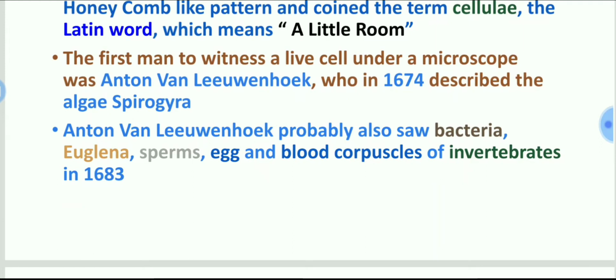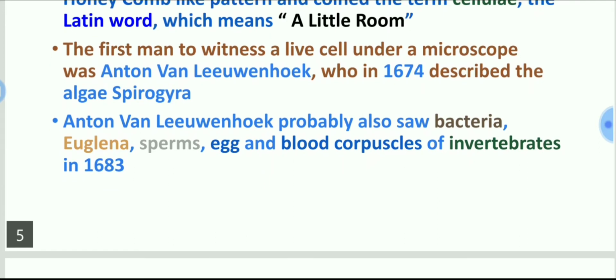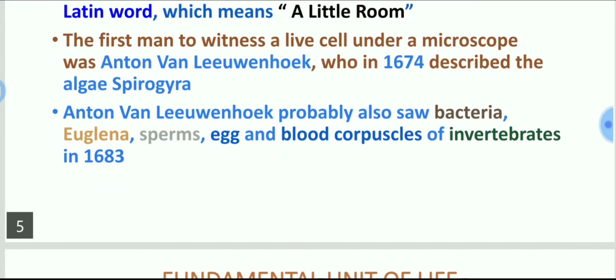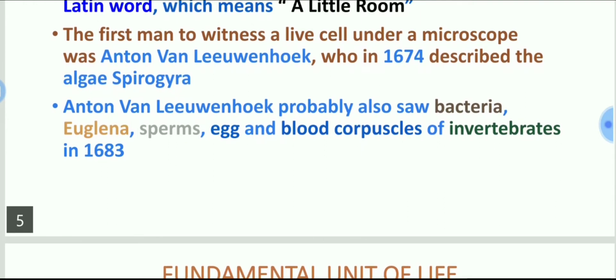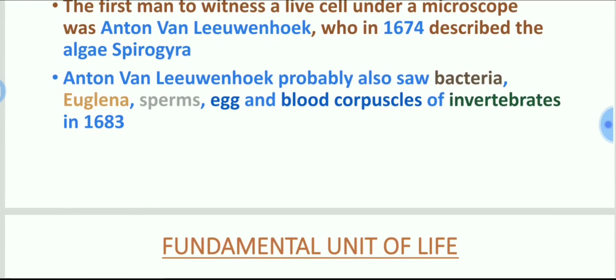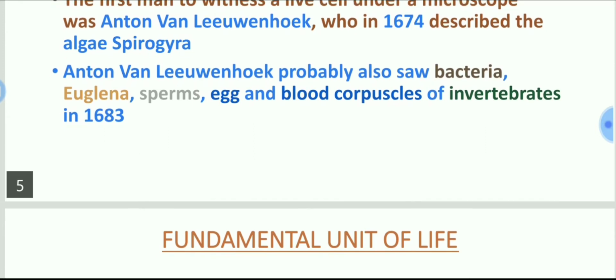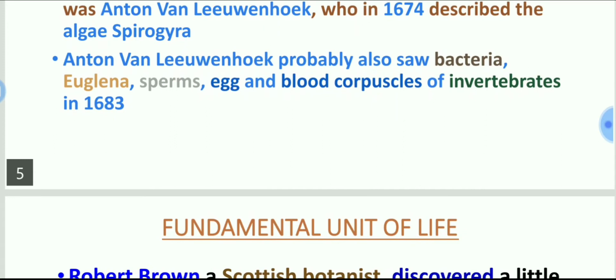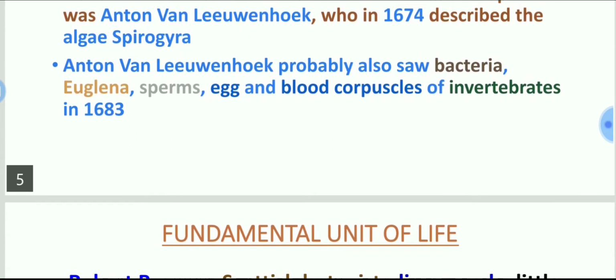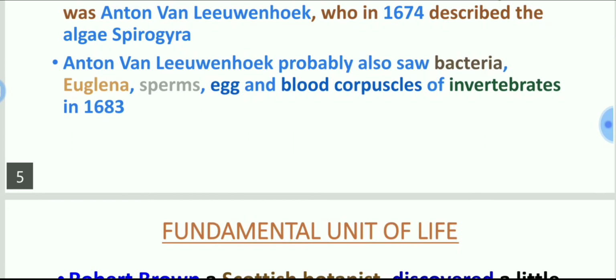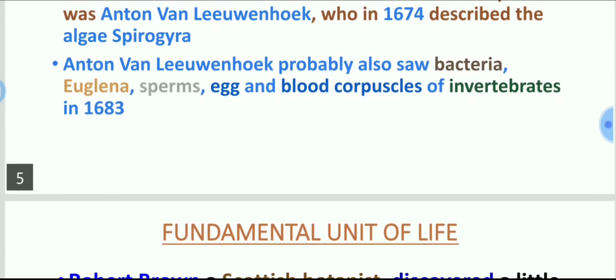So we can say that the dead cell was discovered by Robert Hooke, and the first man to witness a live cell under a microscope was Antony von Leeuwenhoek, who in 1674 described the alga Spirogyra. Antony von Leeuwenhoek probably also saw bacteria, euglena, sperms, eggs and blood corpuscles of invertebrates in 1683. Antony von Leeuwenhoek is the father of microbiology, or we can say the father of bacteriology.